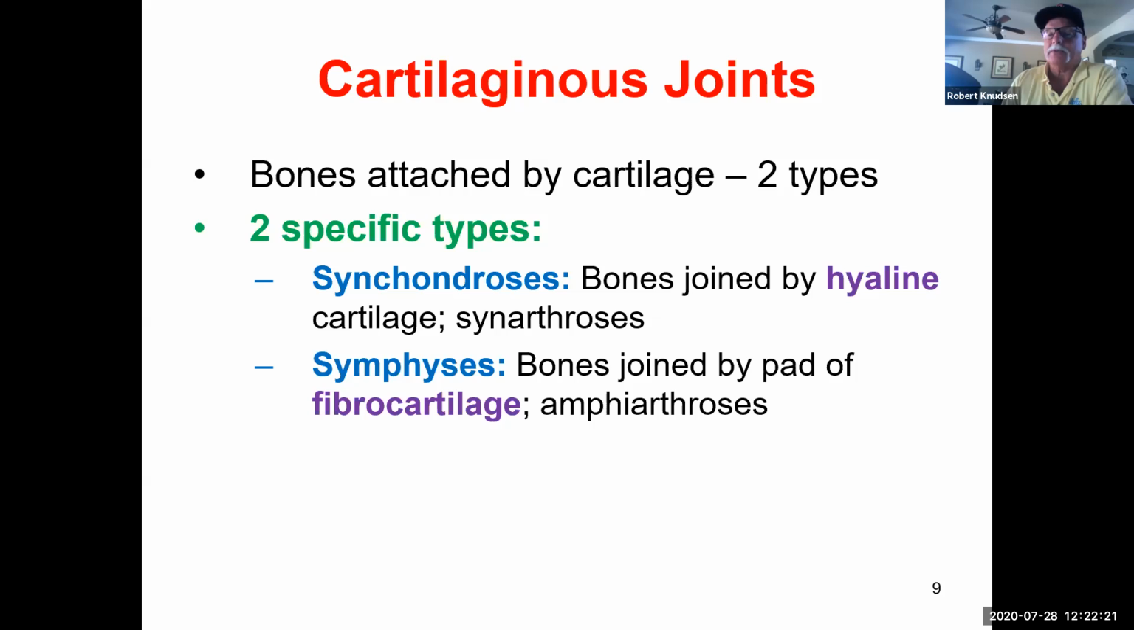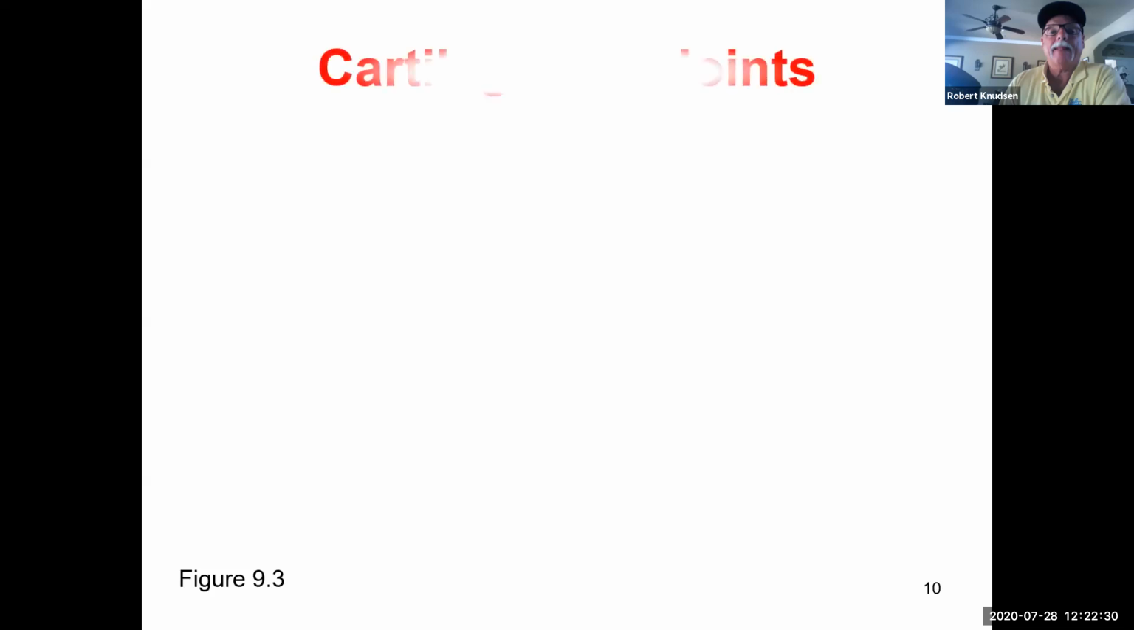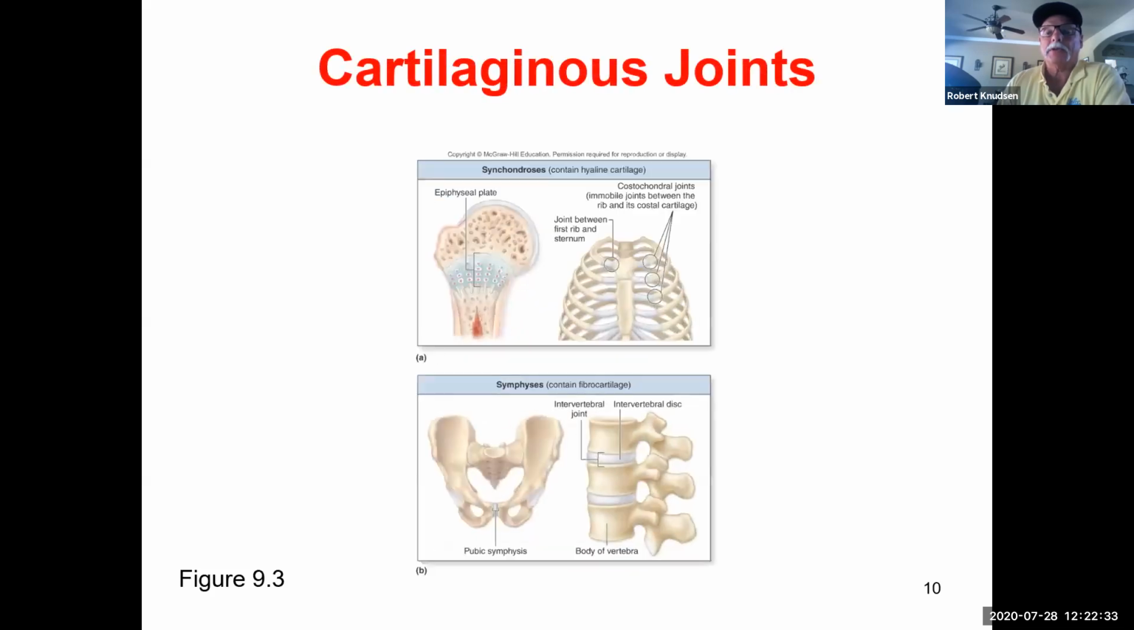So that's called a symphysis. If it's in the pubic, it's called pubic symphysis. See how the name works? If it's in your back, it's called a disc. Okay? All right. Cartilaginous joints.